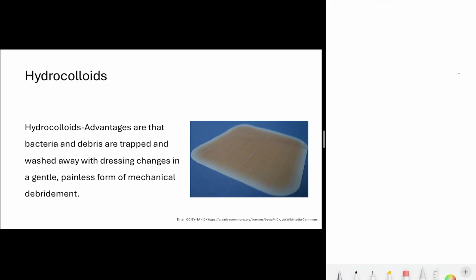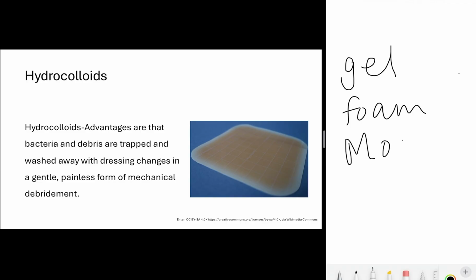Then coming to hydrocolloids. So what are hydrocolloids? Hydrocolloids usually consist of a gel or a foam on a carrier of self-adhesive polyurethane film. The colloid composition of this dressing traps exudate and creates a moist environment. So the advantages are that the bacteria and debris are trapped and washed away with dressing changes in a gentle, painless form of mechanical debridement.